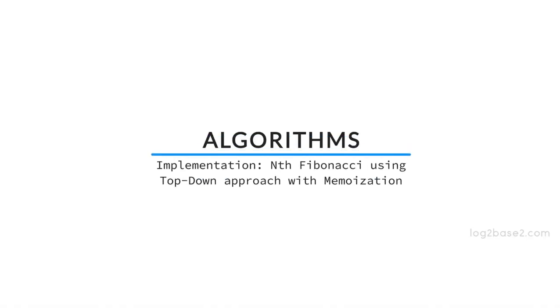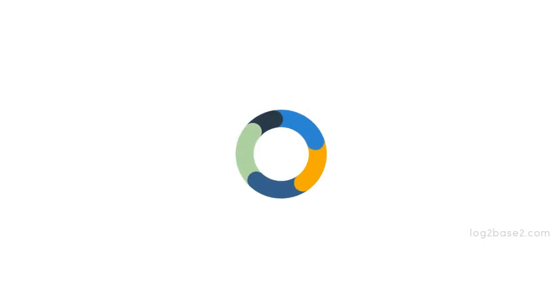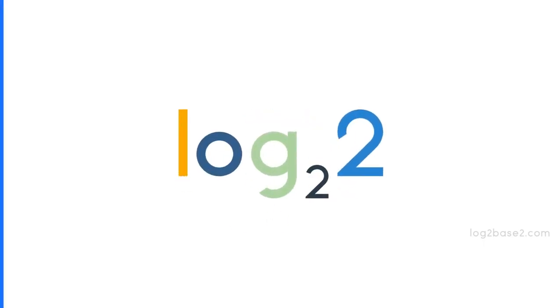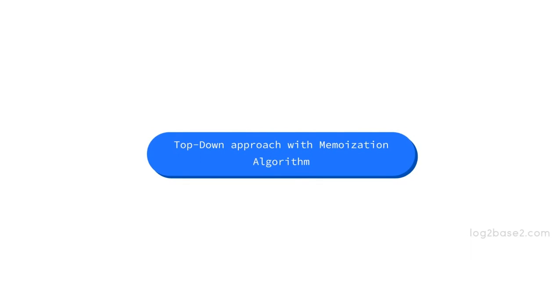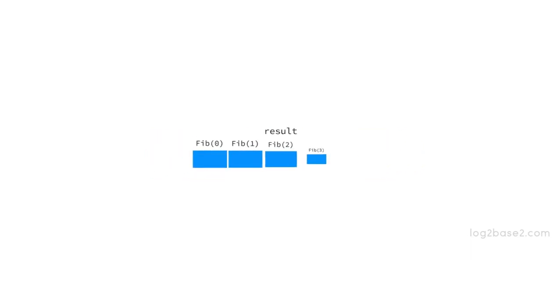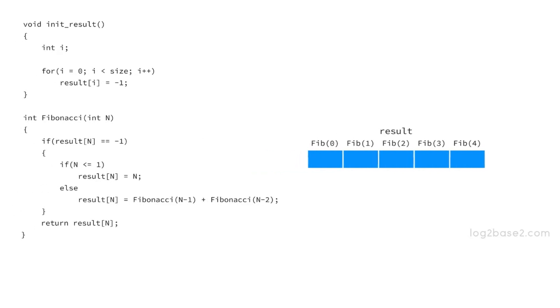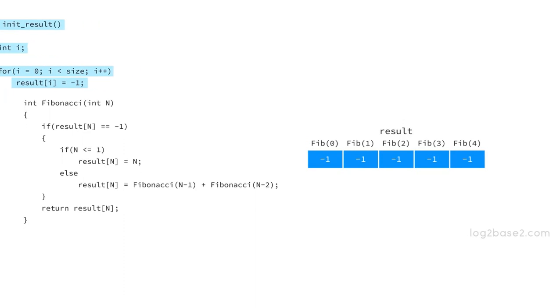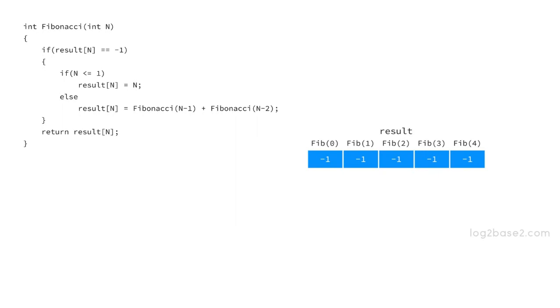Hello friends, in this video, let us discuss the implementation of finding nth Fibonacci using the top-down approach with memoization. As we have discussed in the previous video, the algorithm to implement the top-down approach with memoization is first declaring an array to store the sub-problem results, then initializing the array to -1. Here, -1 indicates that the sub-problem solution needs to be computed.